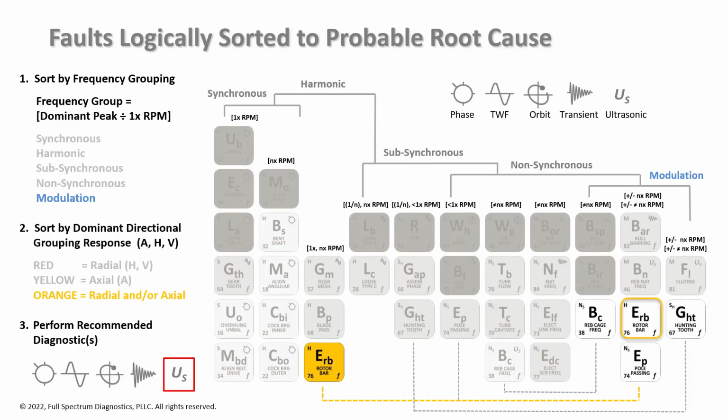And there we have it. We've sorted by frequency grouping, and we have a modulation type event going on. We sorted by dominant directional groupings, and orientation, radial or axial, didn't really have a bearing on what this fault would be. We performed recommended diagnostics. We did our ultrasonic, and we came up with rotor bar being the most likely fault, logically sorted to probable root cause.